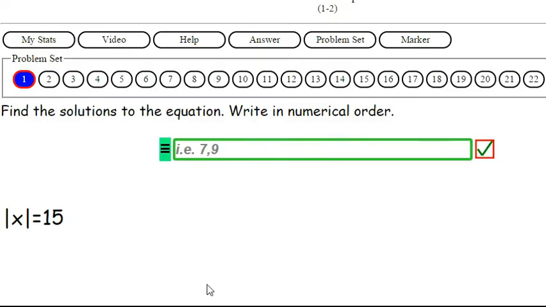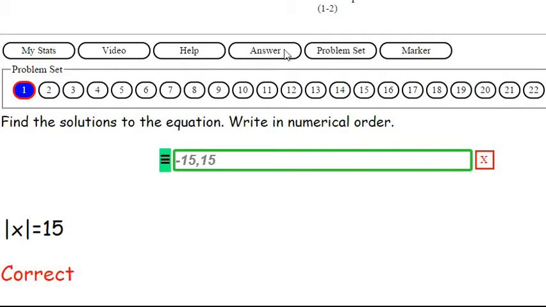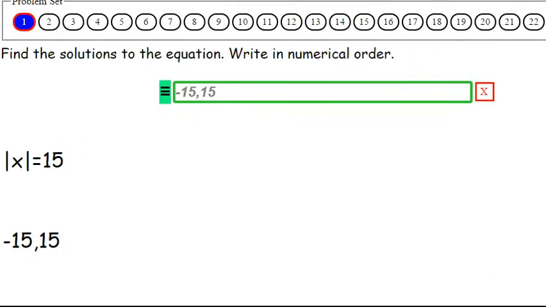So let's go back to the web page. Negative 15, comma, 15. Now I say write in numerical order just because this is how this has been programmed. And of course you can always click on the answer if you don't know. You can always click on the video button, and someday I'll have the help button programmed, but that's not exactly a priority right now. Alright, so negative 15, 15, we're done.